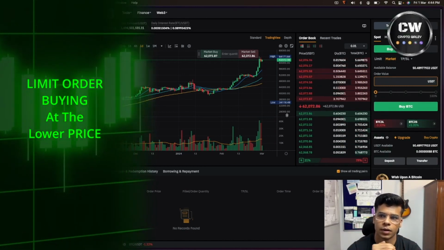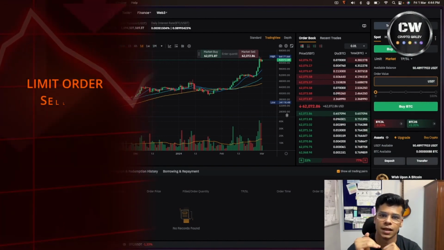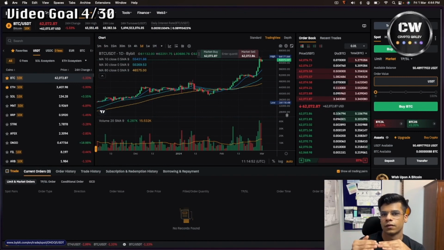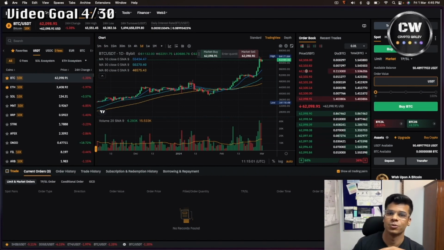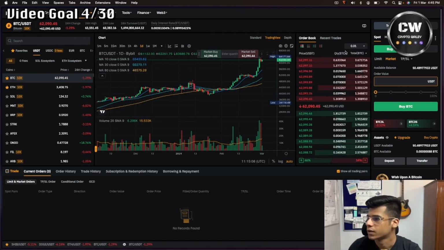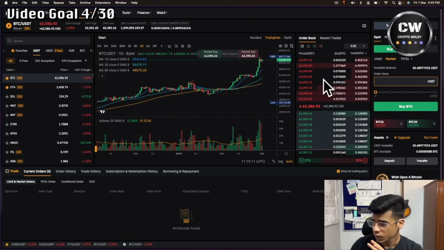And one more difference is that you can put a limit order only for buying at a lower price, but you cannot put a limit order for selling at a lower price or use it as a stop loss, because if you sell at a lower price and put a limit order, it will execute immediately. That's a very rookie mistake which I used to commit earlier. So don't do that, because the orders are directly sent to the order book, right? If you can see here, this is the order book, so your order is visible to the whole market.